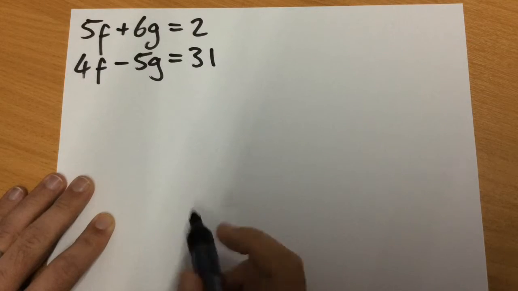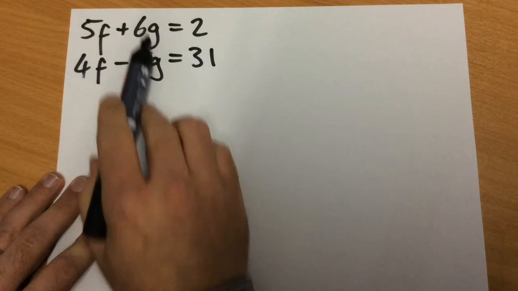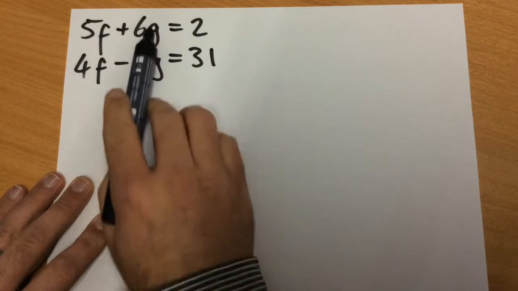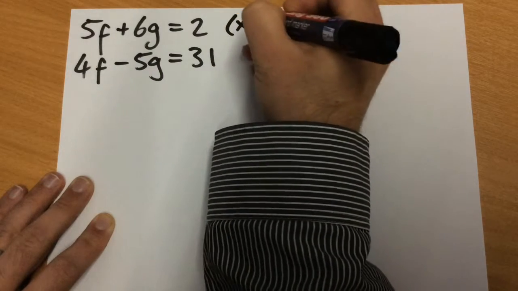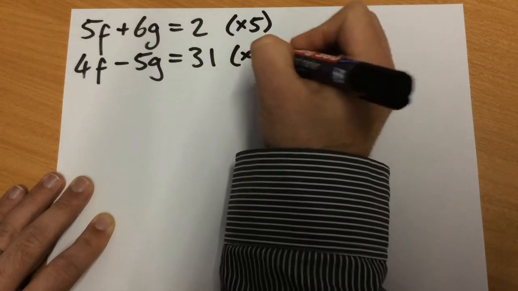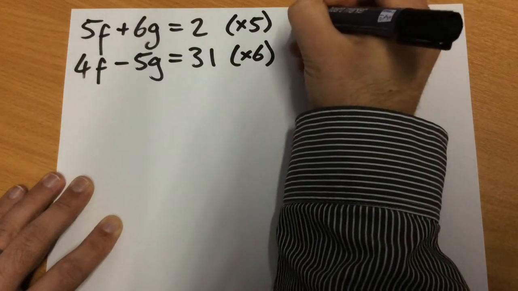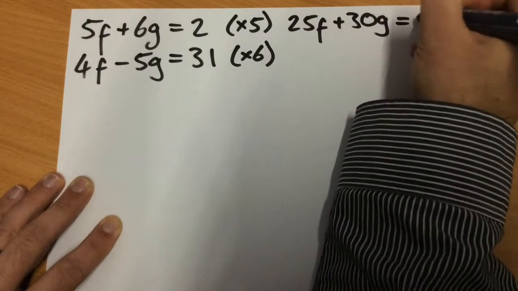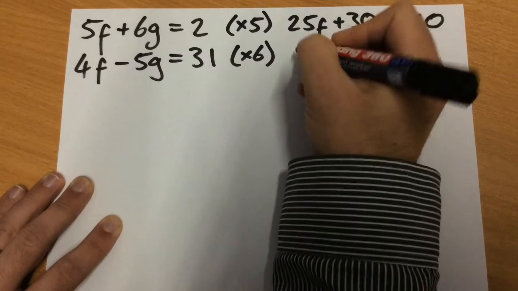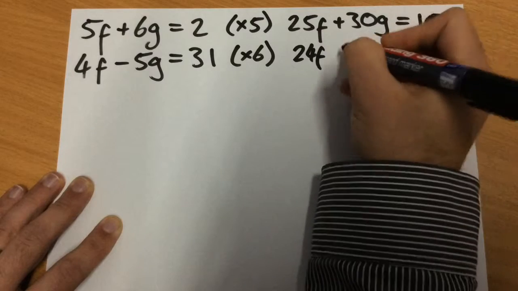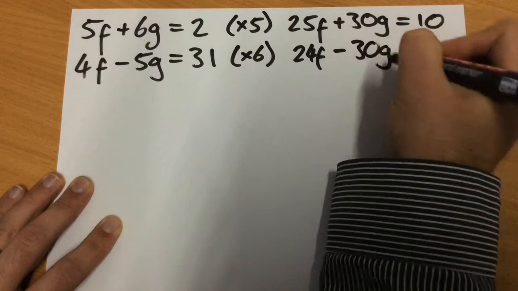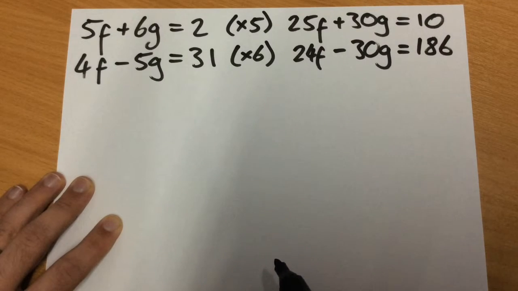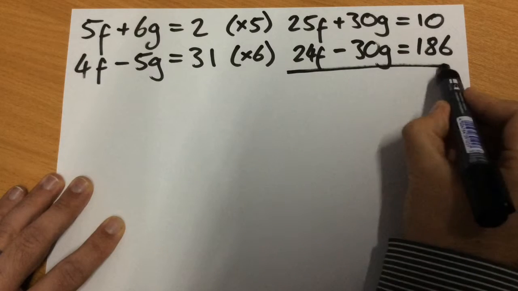Another example of the same style of problem. We've got different numbers for f's, different numbers for g's, and so we're going to need to multiply both equations by something. I'm going to work with the g's to try and get those the same. So I'm going to multiply this top one by 5 and this bottom one by 6. This gives me 25f plus 30g equals 10. Multiplying this one by 6, I'm going to get 24f minus 30g equals 186. You can use a calculator to work that one out if you need to. And then, of course, we're going to work from these two equations.